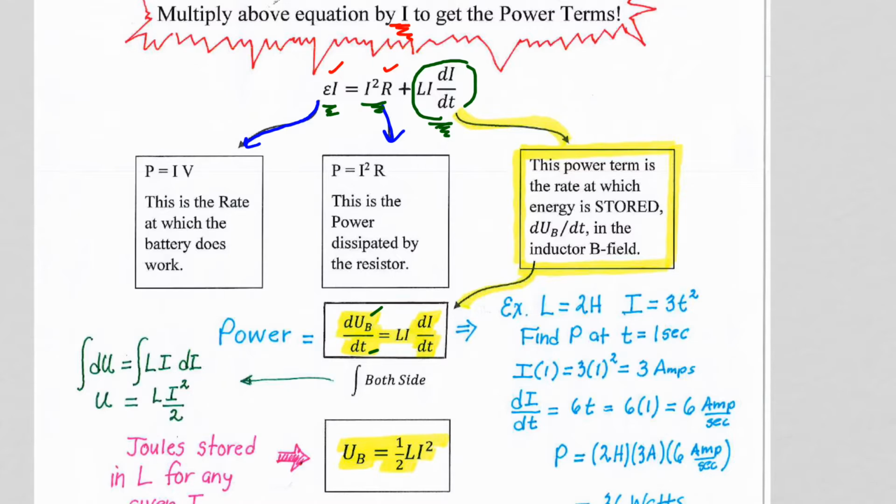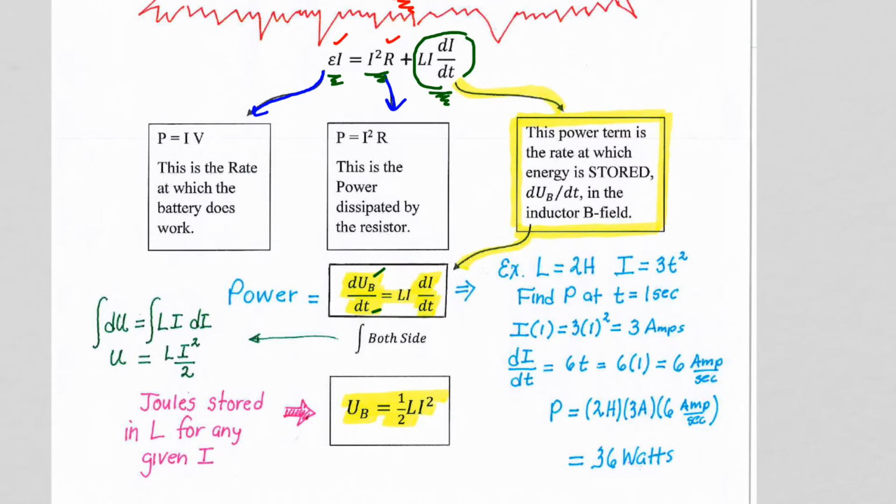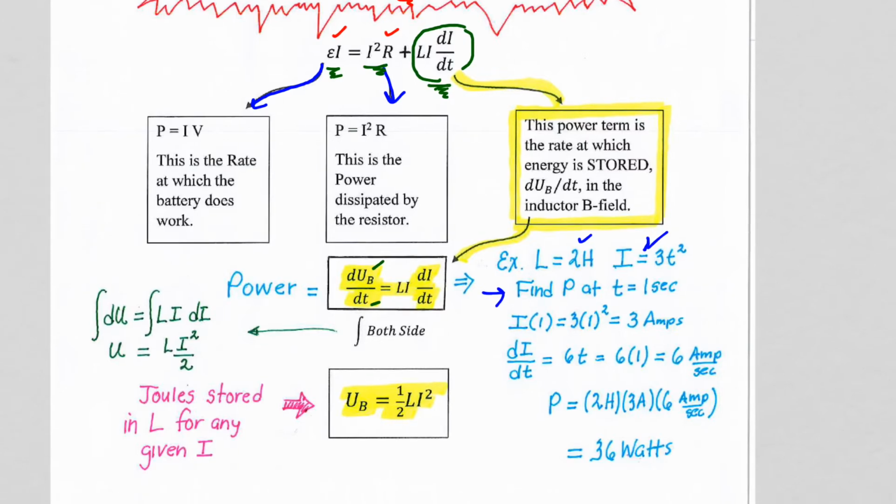And the best way, I think, to see how that equation plays out is to put in some numbers. So I have here a simple example, simple numbers. I have an inductor, a 2 Henry inductor. Let's assume in this example that the current flowing into the inductor is given by I equals 3t squared. And we are being asked to find the instantaneous power, energy per second, as the magnetic field begins to build in the inductor.